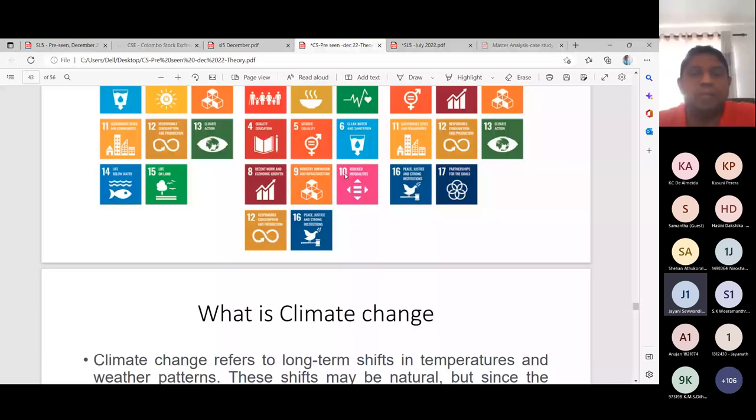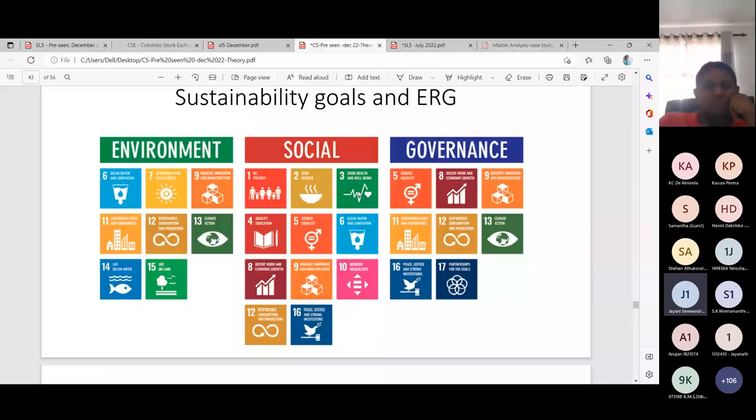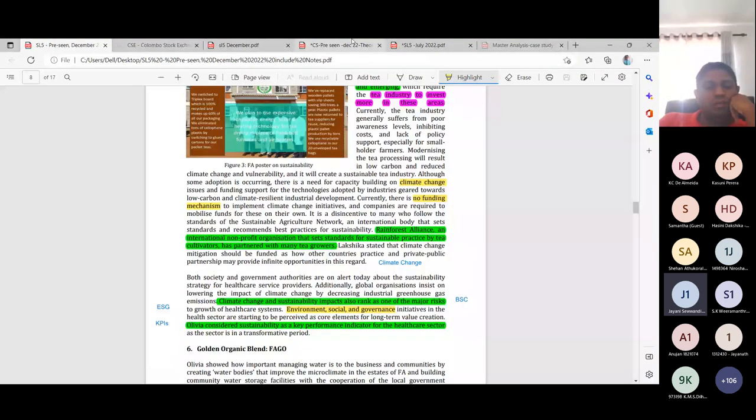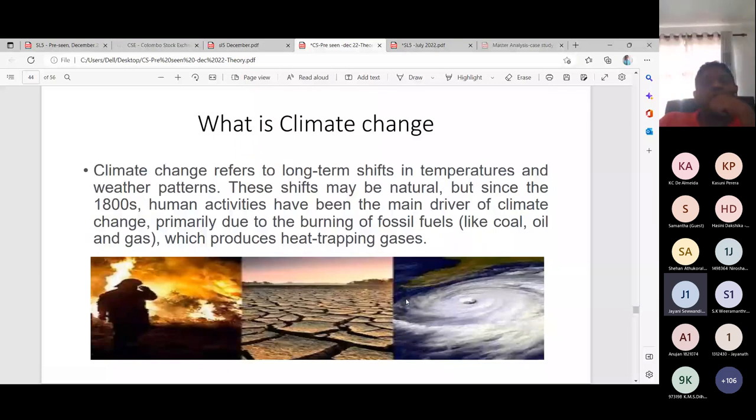So they were talking about this climate change, no? So what is climate change? And we all talk about these things these days. Yes, you can raise the questions. Right, climate change means a long-term shift in temperatures and weather patterns, no?